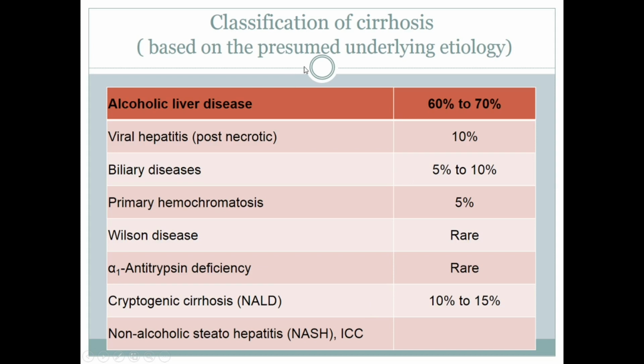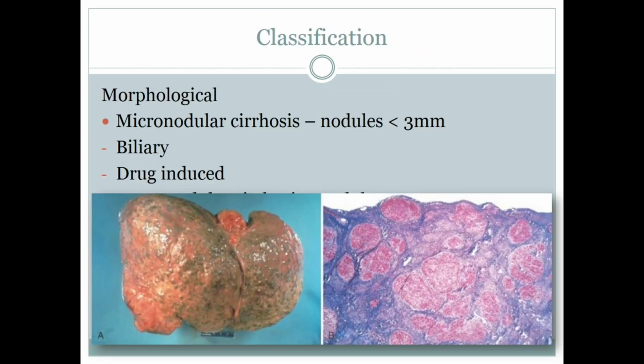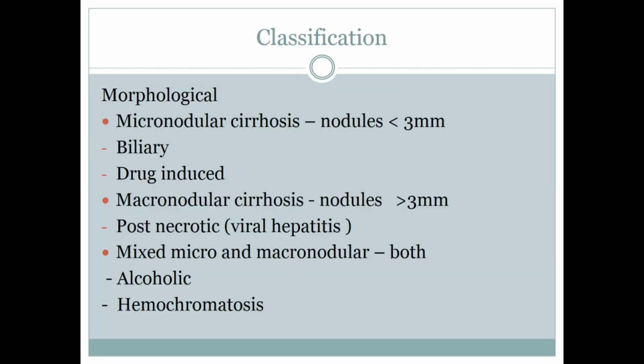So this is a classification of cirrhosis based on the etiology. The one I was trying to show you is based on the morphology. So this is a short answer question: the morphological classification of cirrhosis. You have to answer this, and you have to give at least 1 or 2 examples for each. If we ask it as an objective question, we usually put it as name 2 causes of micronodular cirrhosis.